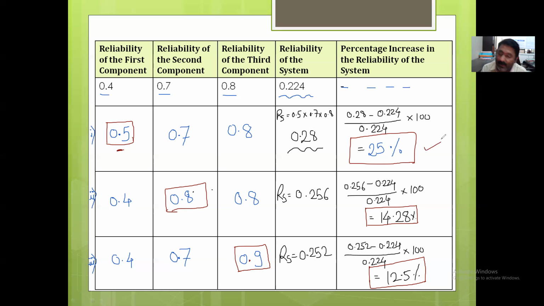So if anybody wants to increase the reliability of a system in series, we are discussing series, now don't generalize it for parallel also. This is about series. Then he or she should concentrate on improvement of the poorest component, the weakest component. If you go for this, definitely you will get the highest increase. And this is the conclusion you will observe in the next slide. Just wait.